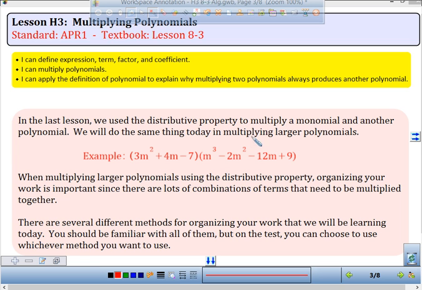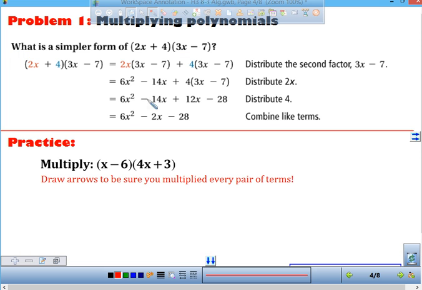Okay, lesson 3, we are going to be talking about multiplying polynomials. So that means it's not just distributing one term to multiple terms, it's distributing multiple terms to multiple terms. Okay, so if we take a look at the first one here, the quantity of x minus 6 times the quantity of 4x plus 3.